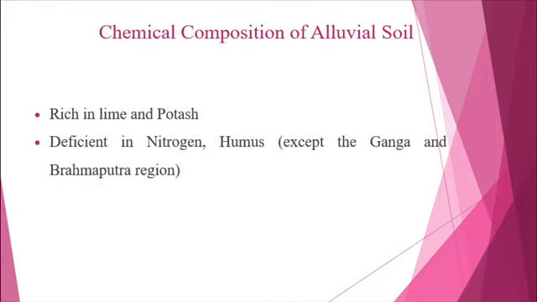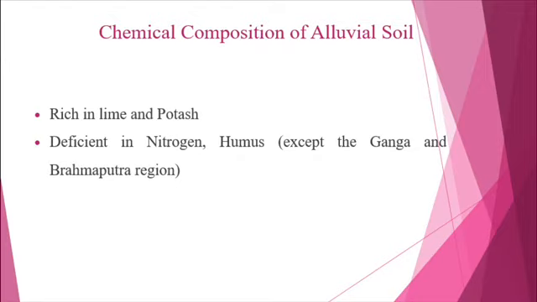Chemical composition of alluvial soil. Alluvial soil is rich in lime and potash basically, and it is deficient in nitrogen and humus. Humus is there only in the Ganga and deltic regions of India. Except for these regions, humus is not available in the inland or the coastal alluvium.